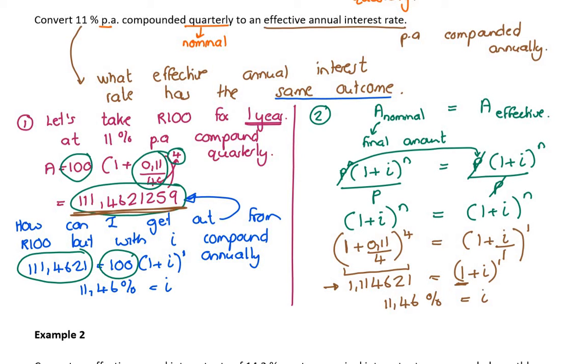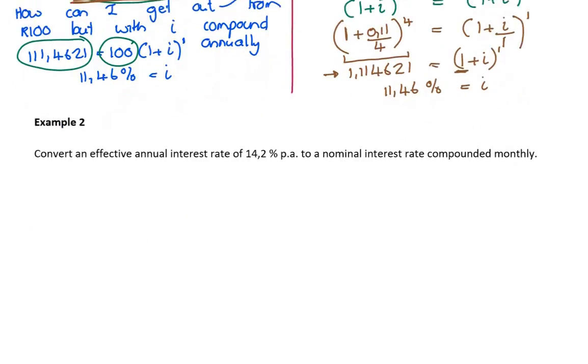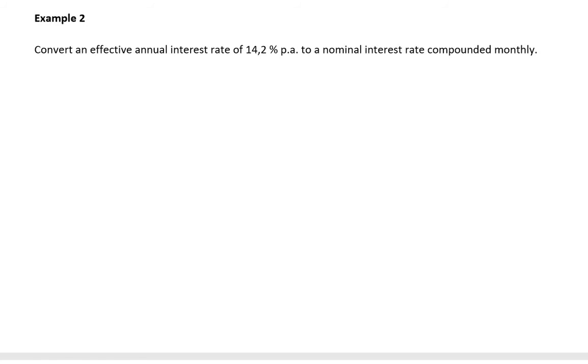So with each of these examples, I'm going to do both methods, and you can decide what method actually works for you. Everyone's different. Okay, let's try another one. This question says, convert an effective annual interest rate of 14.2% per annum, so that means it must be compounded annually, to a nominal interest rate compounded monthly. So this is a little bit of the opposite, but we follow exactly the same method.